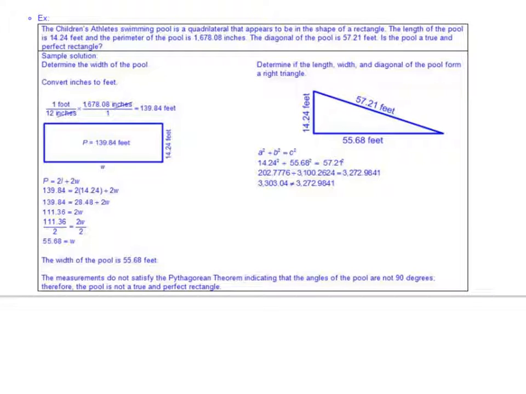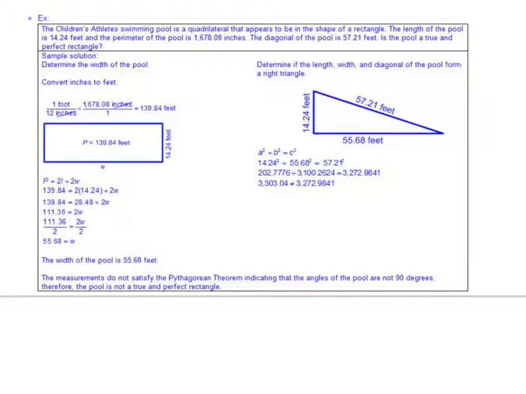Now, the next thing it asks us to do is to determine if the length, width, and the diagonal of the pool form a right triangle. So we'll take the 14.24, we'll take the 57.21, which is our diagonal, and then we will take what we just solved for, which is the width, 55.68. Set up our a squared plus b squared is equal to c squared, and use the converse to see if this is indeed a right triangle.